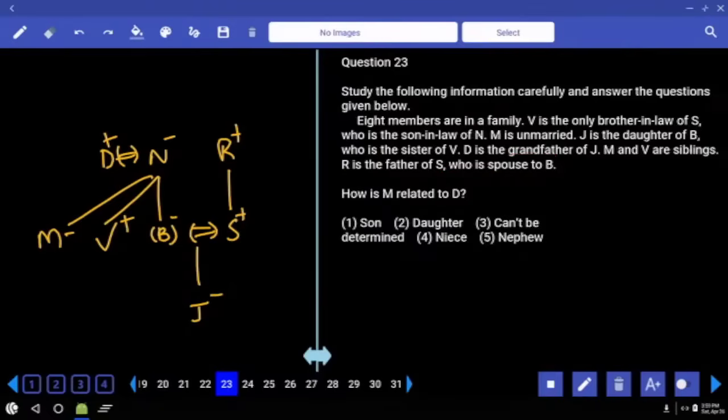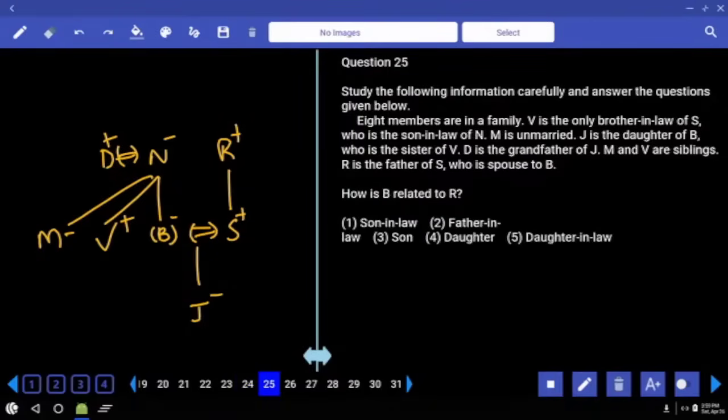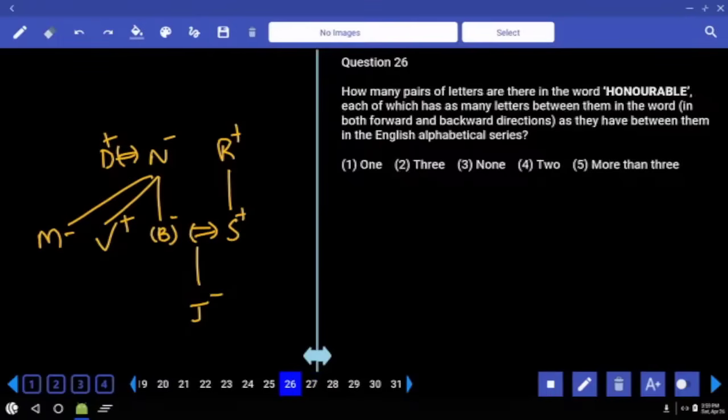Then how is M related to D? Now M is the daughter, that is choice 2. And how is V related to J? Now V is J's mother's brother, uncle. Uncle, choice 4. Then how is B related to R? R's son's wife. Son's wife, daughter-in-law, choice 5. Then 26 onwards.